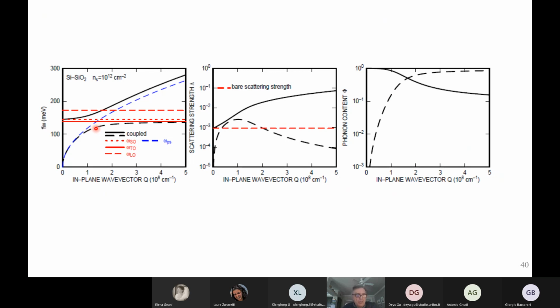What we have when we couple the two is that the dispersions do not want to cross, they repel. So we have a mode which starts off mainly as a two-dimensional plasmon and emerges into a phonon, and this is the mode which starts off as a longitudinal optical phonon and becomes a plasmon, a two-dimensional plasmon.